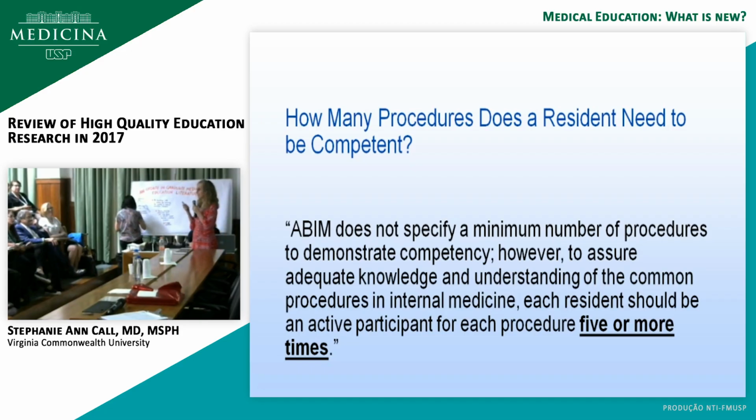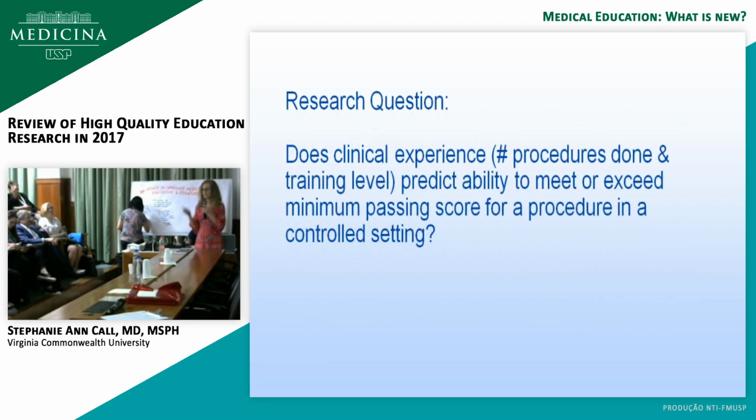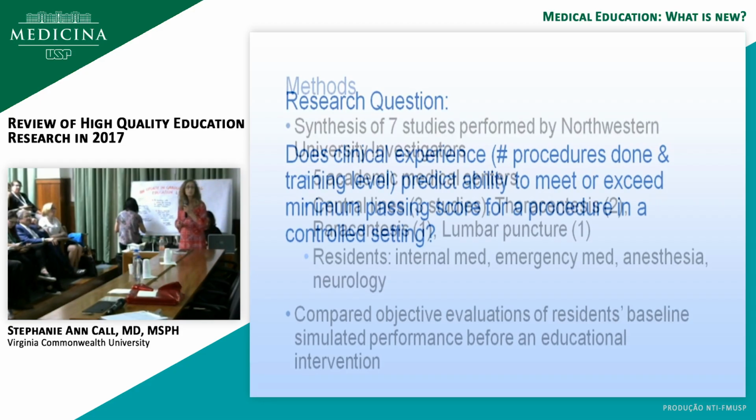I love that I see eyebrows raised with the number 5, because if you needed a central line and someone told you they had done 5, you may not want to be number 6. But that is historically the number that program directors have used. So good that someone's looking at this. So does clinical experience, the number of procedures done, and the year of training predict the ability to meet or exceed the minimum passing score for a procedure in a controlled setting, so in a simulated environment?